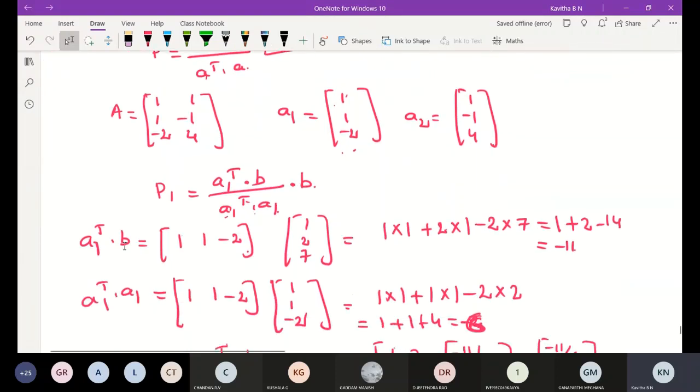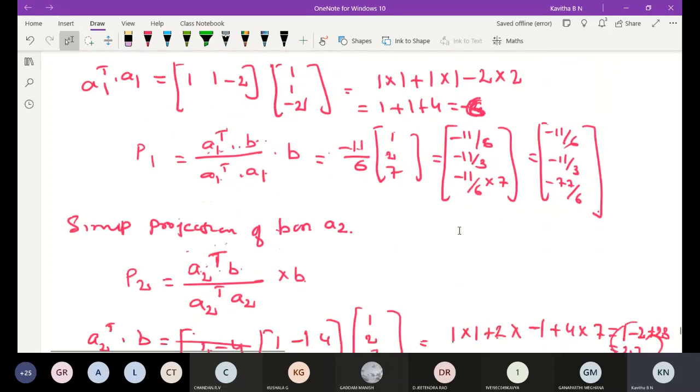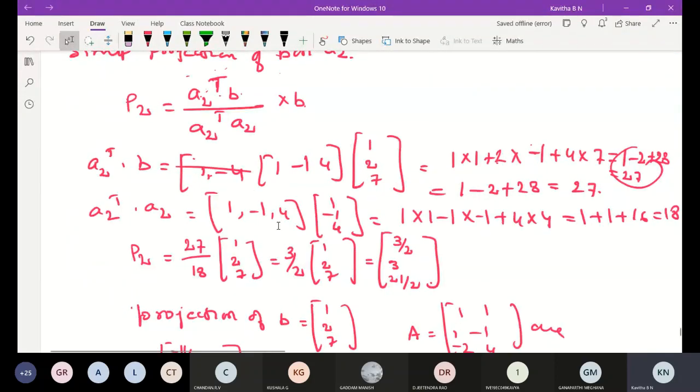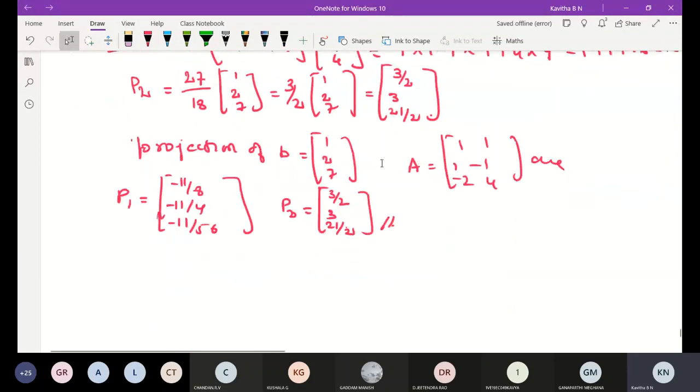Then A1 transpose dot B is the dot product of 1, 1, minus 2 and B, which is 1, 2, 7. Find it and substitute to get P1, and similarly find P2. Then write down the projection of B. B is 1, 2, 7, and A is the matrix with columns 1, 1, minus 2 and 1, minus 1, 4. P1 is minus 11 by 6, minus 11 by 6, minus 77 by 6, and P2 is 3 by 2, 3 and 21 by 2.